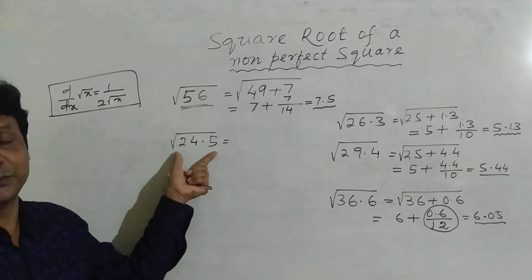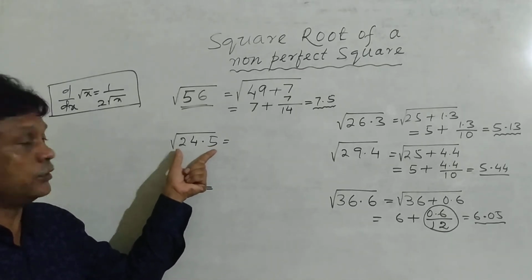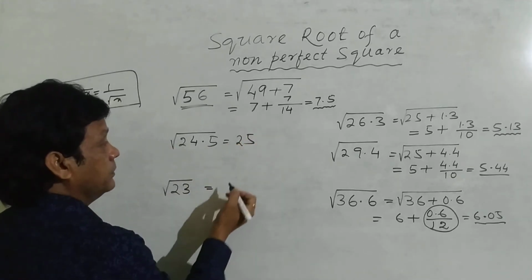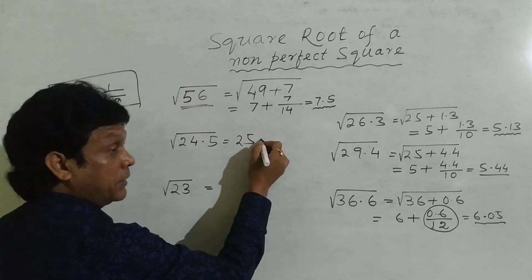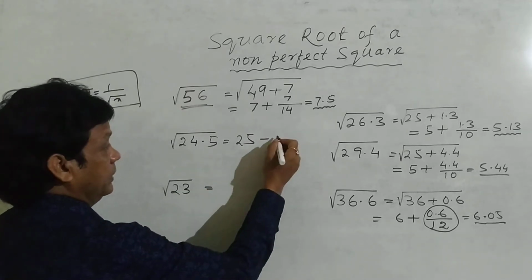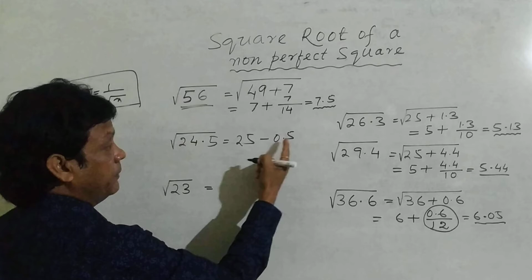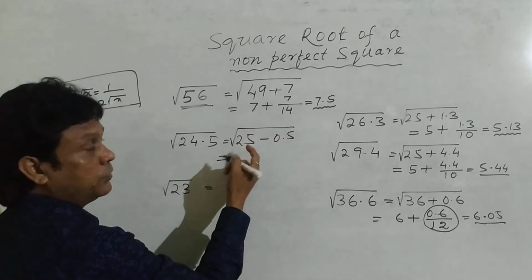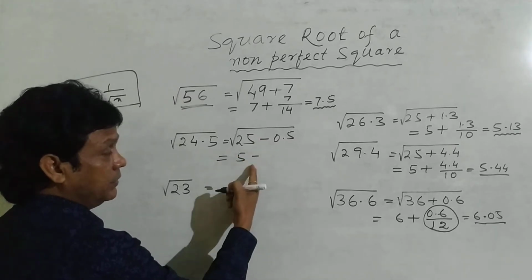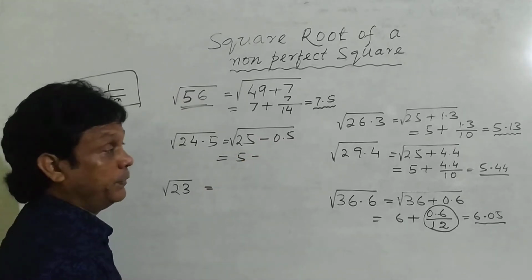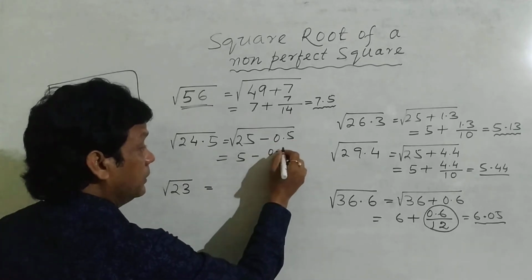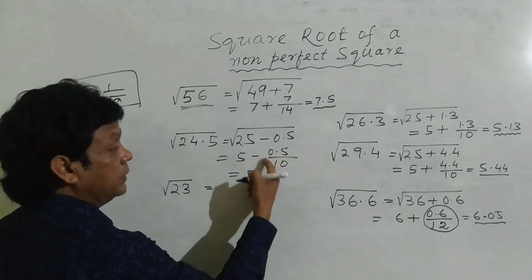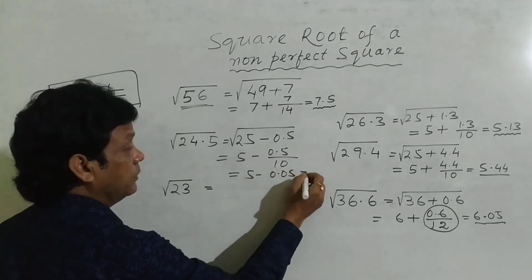Okay, see here another example. Tell me a perfect square nearer to 24.5. It is 25. So I can write 25, and in this case you should subtract it. How much should be subtracted? 0.5. 25 minus 0.5 is 24.5. Square root of this one. So see here, square root of 25 is 5. Put a minus sign here. If it is minus sign, you have to put minus sign here. Then 0.5 divided by 5 into 2, 10. So 5 minus this one is 0.05. Now you can write it.